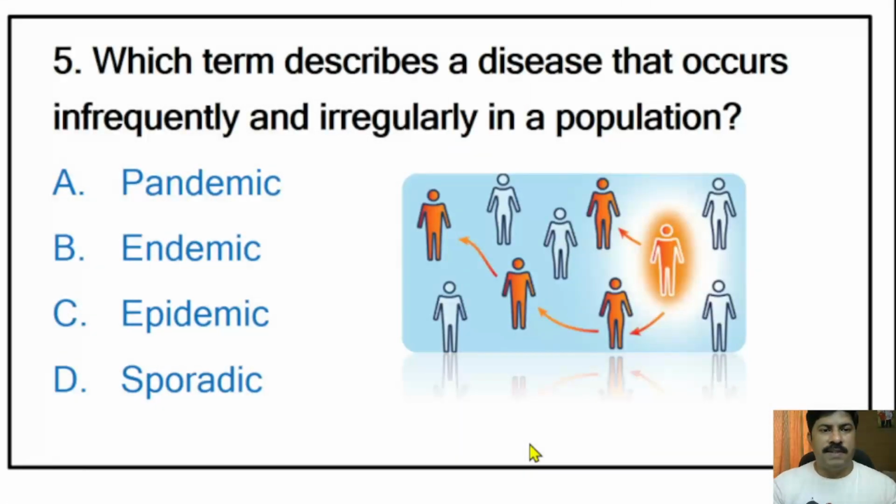Fifth question: which term describes a disease that occurs infrequently and irregularly in a population? Pandemic, endemic, epidemic, sporadic. We have discussed pandemic, endemic, and epidemic, so you can easily answer. The most probable answer is sporadic. So the correct answer is sporadic. Sporadic means a disease that occurs infrequently and irregularly in a population.